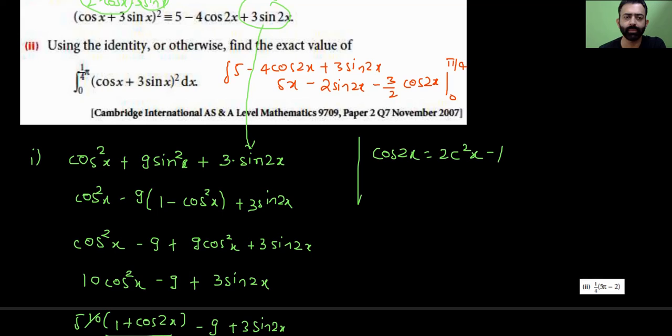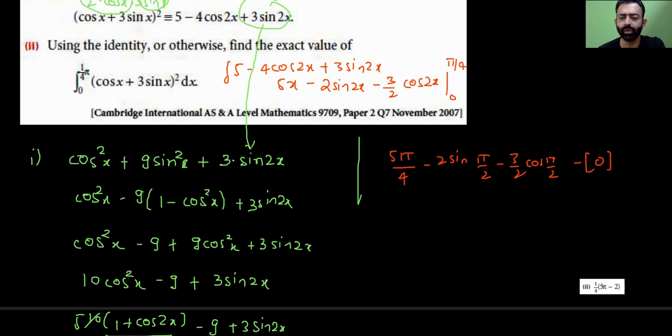So let me clean this. Okay, so the upper limit: 5 times x is 5 pi by 4, minus twice of sin 2 pi by 4, which is pi by 2, minus 3 by 2 cos pi by 2. This is your upper limit. Lower limit is 0, so the lower limit value by putting x equal to 0 will be just 0. So 5 pi by 4 minus sin pi by 2 is just 1, so this is minus 2, and cos pi by 2 is 0. So 5 pi by 4 minus 2 is your answer.